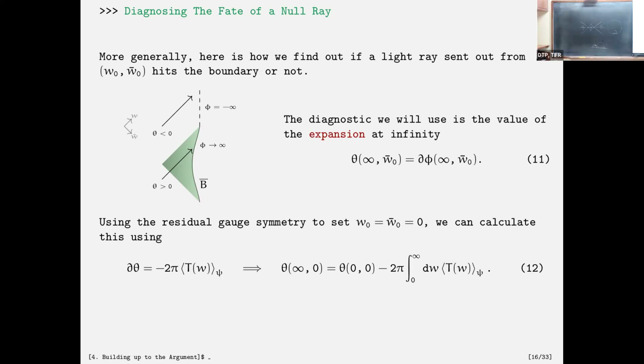The gravitational constraint on the null surface is this: the null derivative of theta is the null component of the stress tensor. Which means that the expansion at infinity is the expansion at the original point minus the half average null energy. It's half because this is not minus infinity but 0. So this is called the half average null energy.